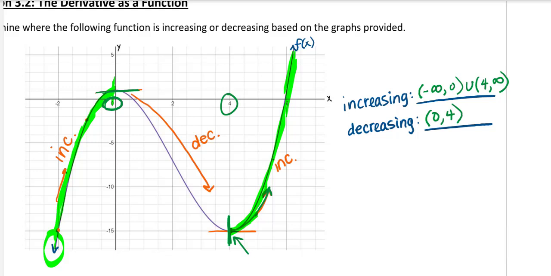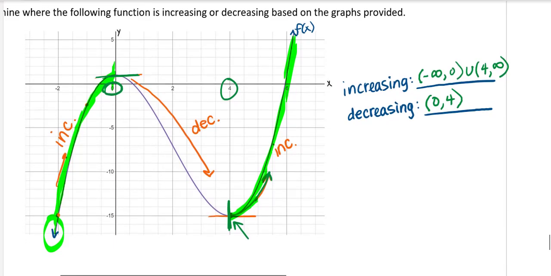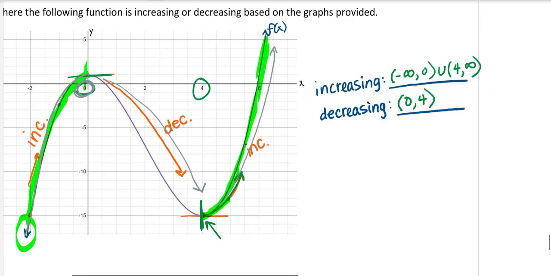Okay, so let's do this one more time. Hopefully you can see this: I'm increasing from -infinity to 0. That's the first x value where I turn around. Then I'm decreasing from 0 to 4. Then I'm increasing from 4 to infinity. Okay, so let's look at one more.